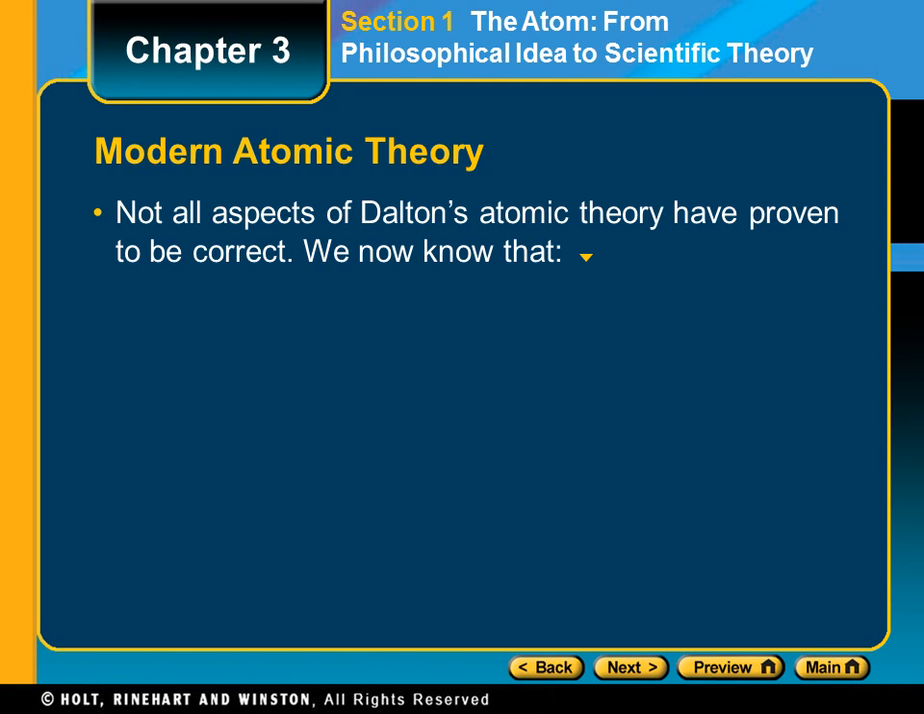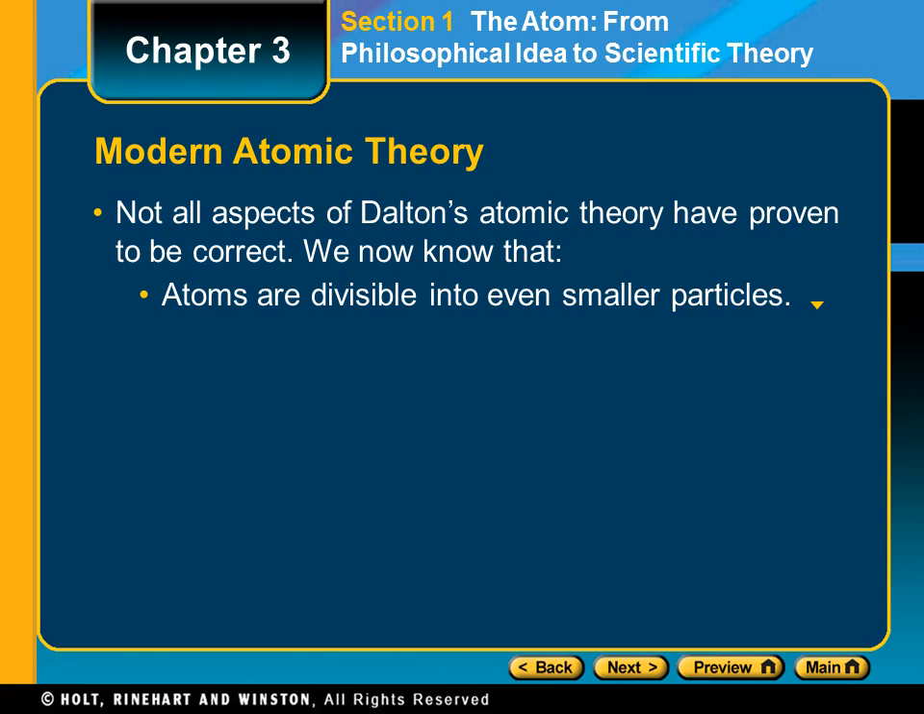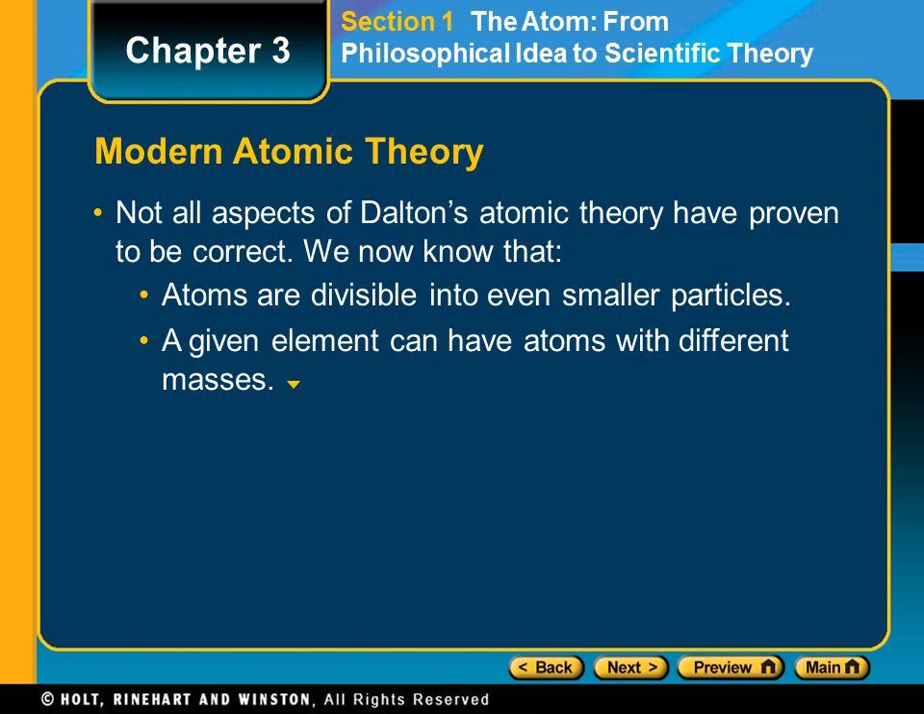Now, in the modern atomic theory, there's a recognition that not all aspects of Dalton's atomic theory have proven to be correct. Okay, so he lays this theory out, and over time we recognize some of these explanations aren't working, kind of like the stuff we heard about in that movie. First, we now know that atoms are divisible into even smaller particles. We also know that a given element can have atoms with different masses.